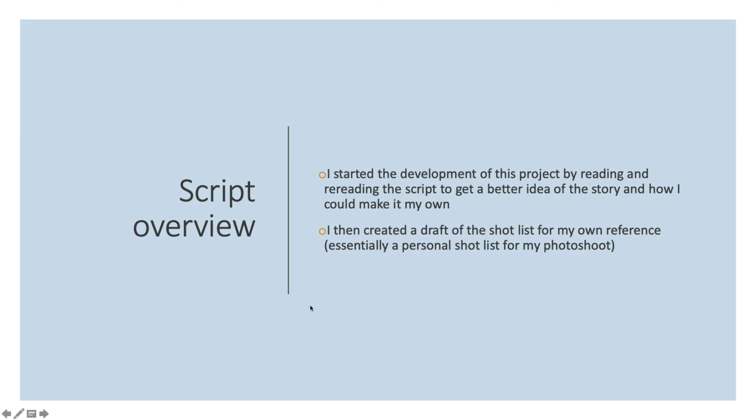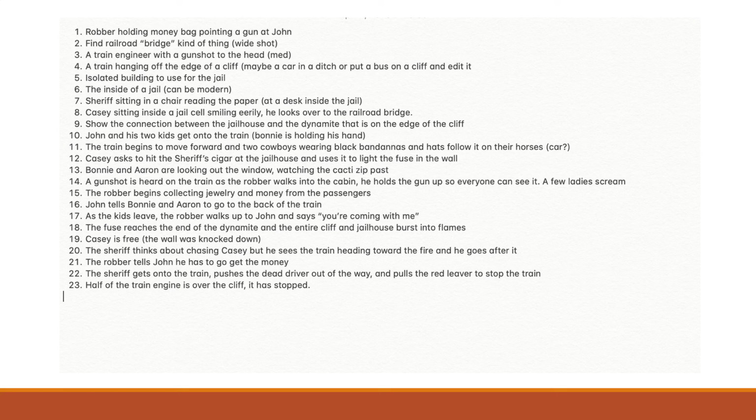So the script overview. When I first got this project, I read through the Great Locomotive script a couple of times, and I created a draft of the shot list for my own reference, which was essentially used as a personal shot list for my photo shoot, which I did as my second step in progress. So this is that list. You can pause it here if you want to read through some of this, but it was basically just for my own reference and helped me understand what the photographs were going to look like for my thumbnails.